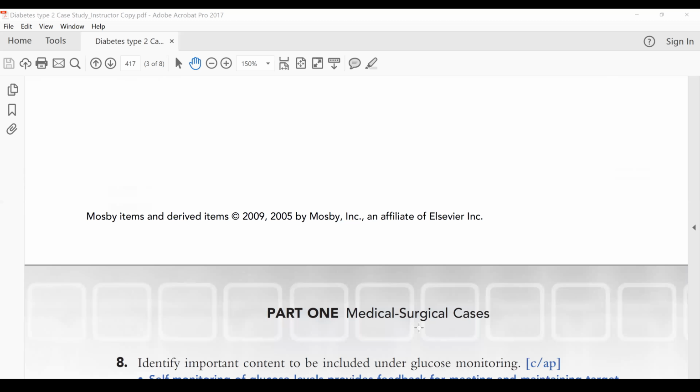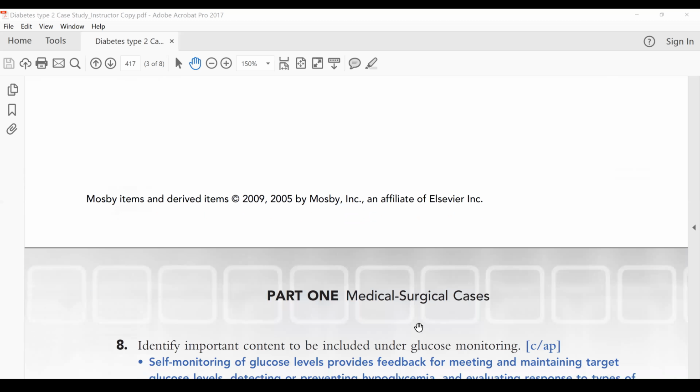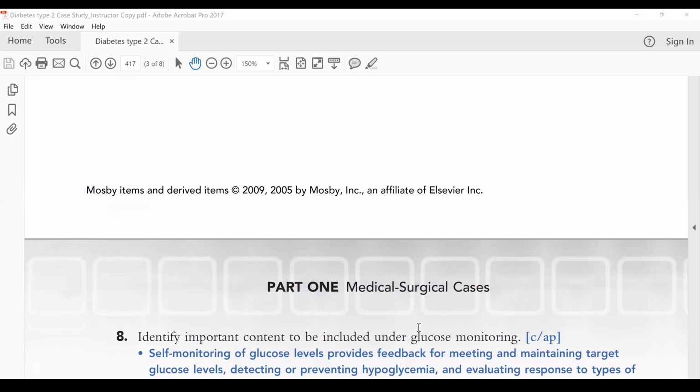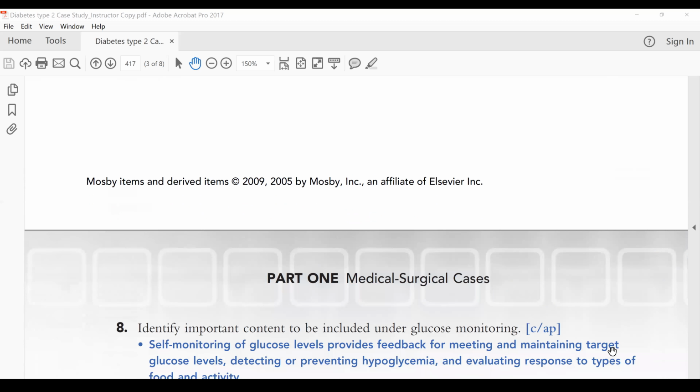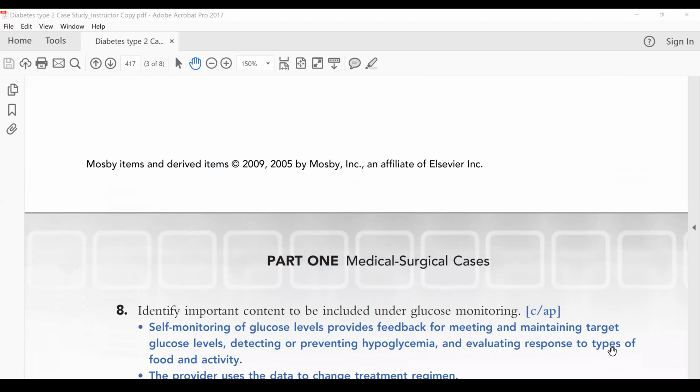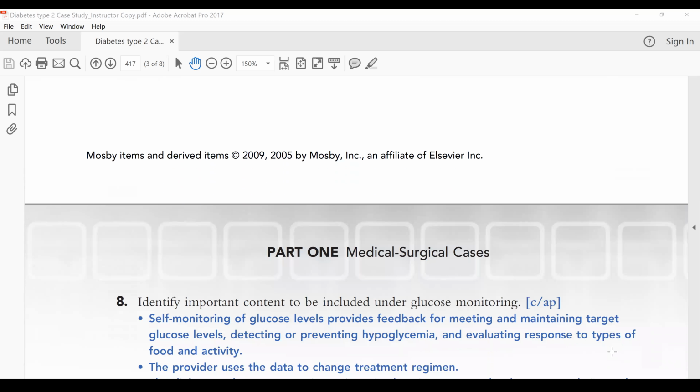What if you're feeling dizzy? Should you check it then? Yes. Absolutely. Figure out what's going on. So it tells you feedback about meeting and maintaining your glucose levels, how to detect and prevent hypoglycemia, evaluating responses to different types of food and activities. This gives information to your provider if they need to change your treatment plan.